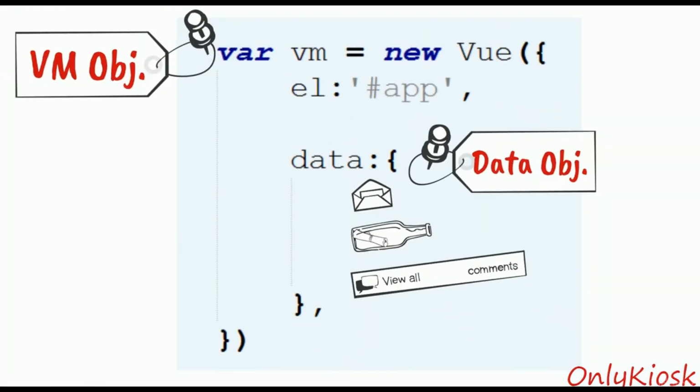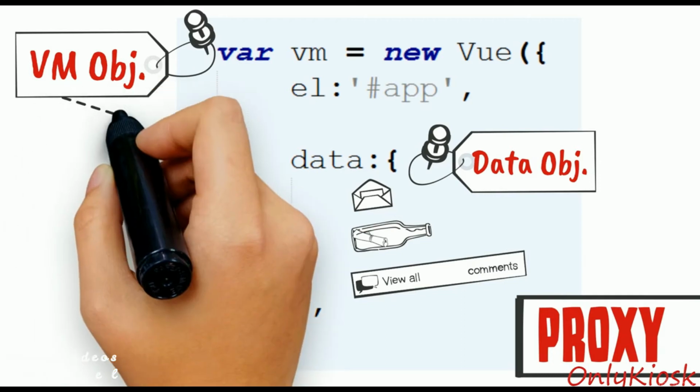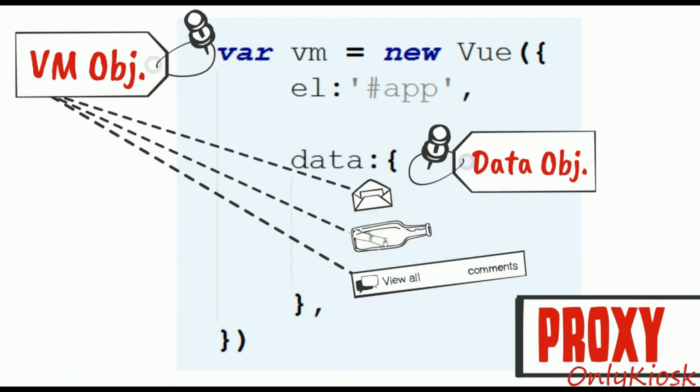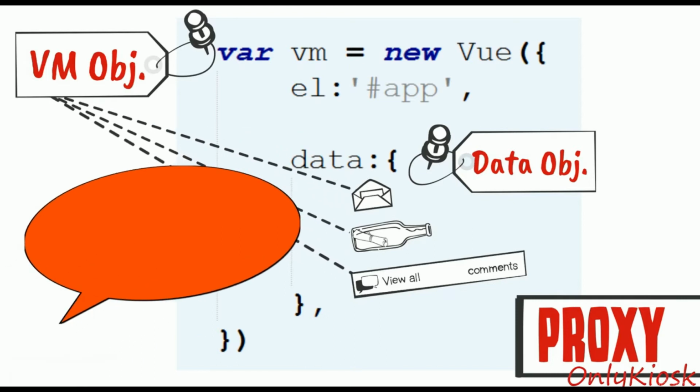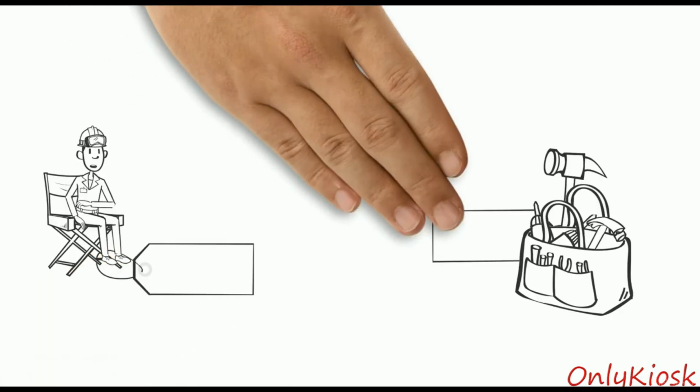In VUE, proxy allows us to control properties of the data object from the VM object as if they belong to the VM object. Everything the data object has is now at the disposal of the VM object. This is why VM.message works. Proxy also works on methods.